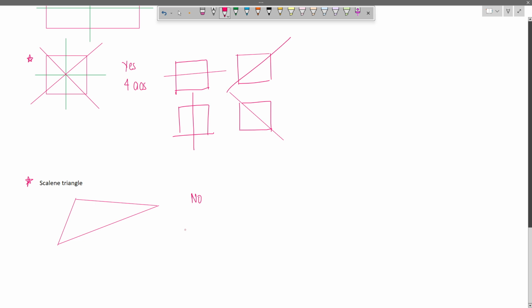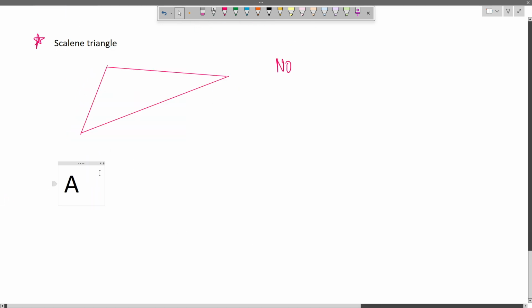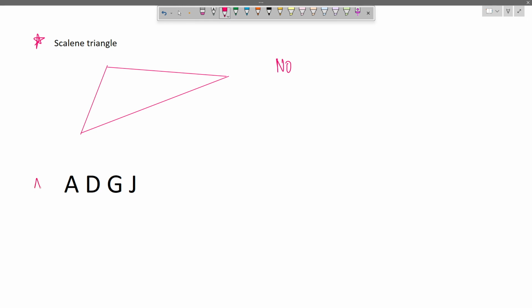So next, we can also identify the reflectional symmetry with letters. So for example, let's have the letter A, the uppercase A. So if we look at it, let's make it bigger. And then let's type other letters as well. Okay. So here, let's take a look at each letter.